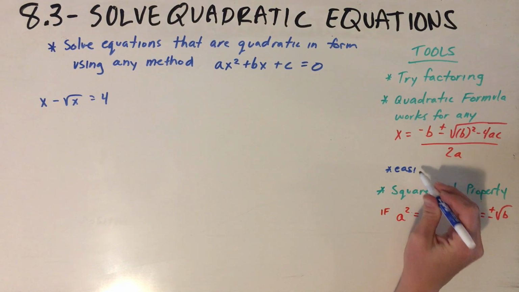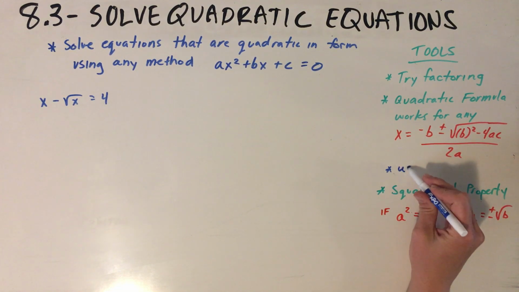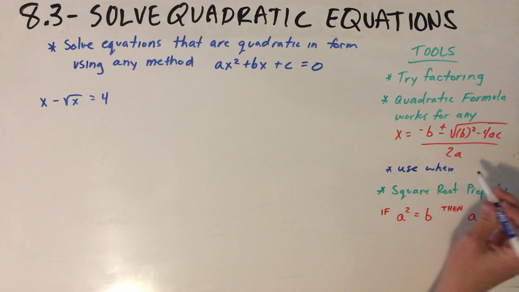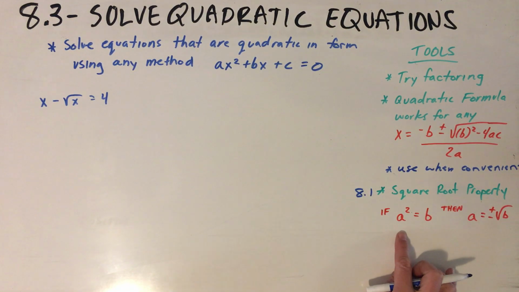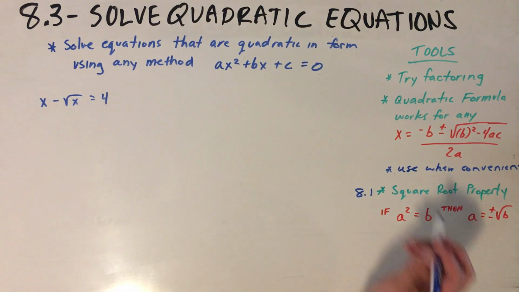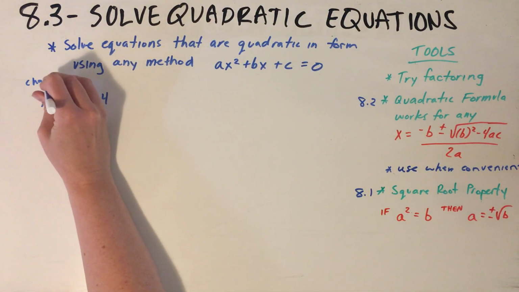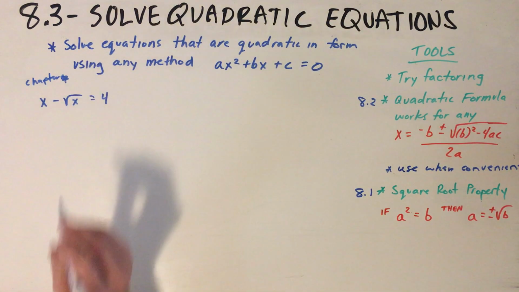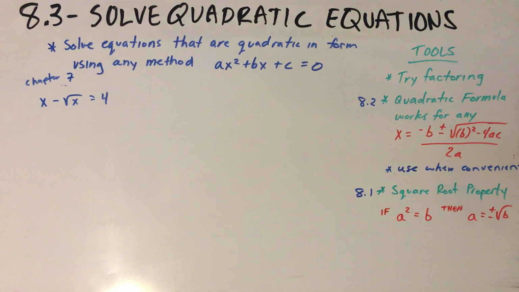And again, I'm going to talk about how to tell when to use what. So we're going to use this when it's convenient for us. Okay, again, this is going to be strategy. And then in 8.1, using the square root property, we said, hey, if something is squared, you can just take the square root of it. This is 8.2. This problem would be from chapter 7 here. And again, I'll kind of try to go through and say where stuff is from.